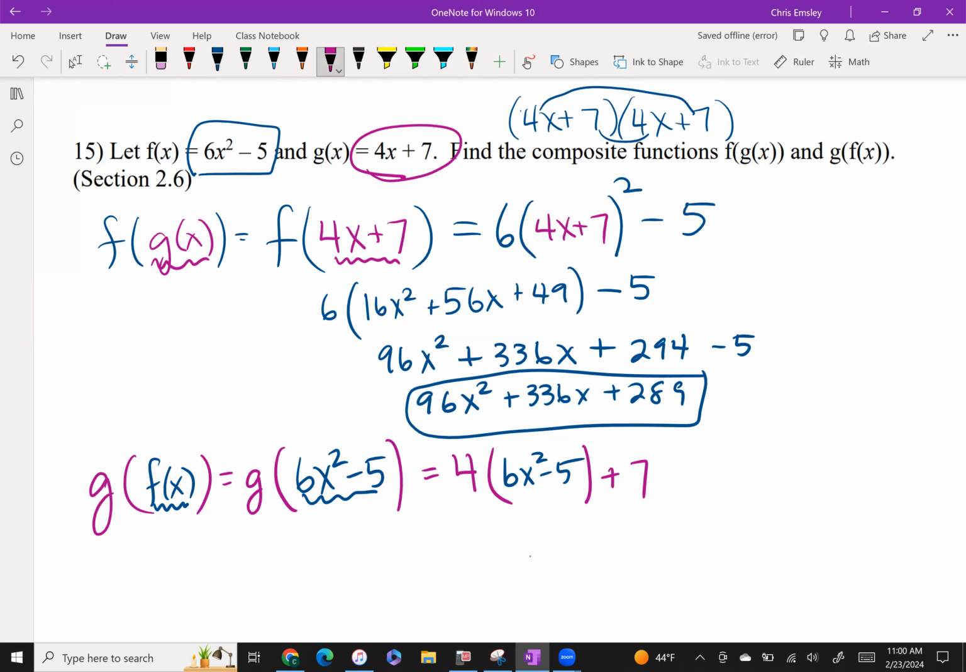We'll distribute that 4. We get 24x squared minus 20 plus 7. Combine those two like terms, and we get 24x squared minus 13.